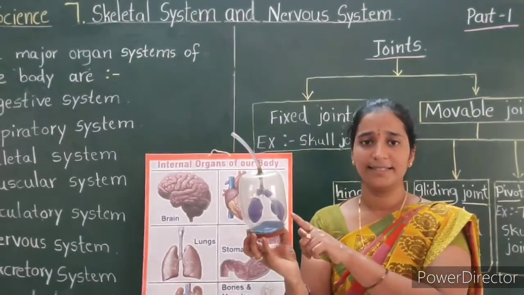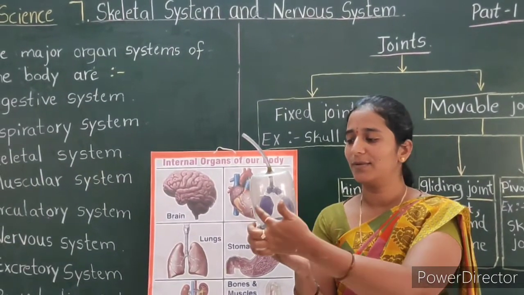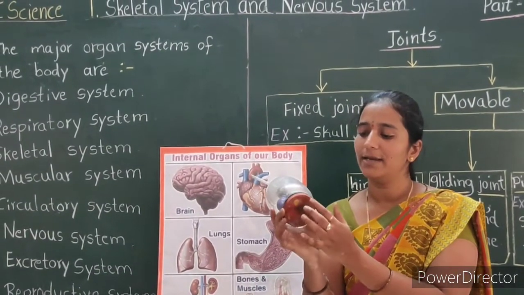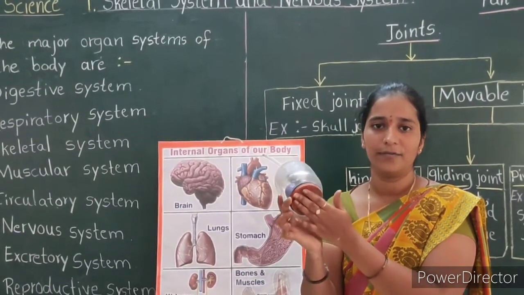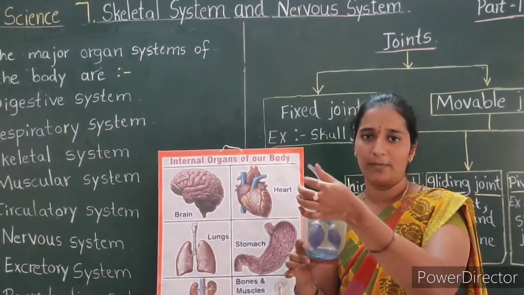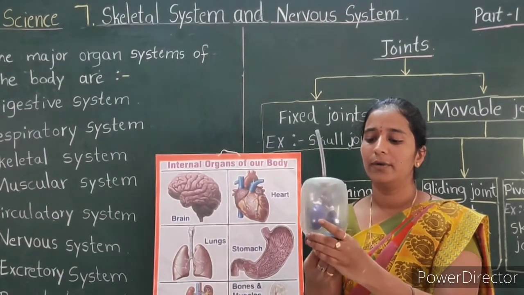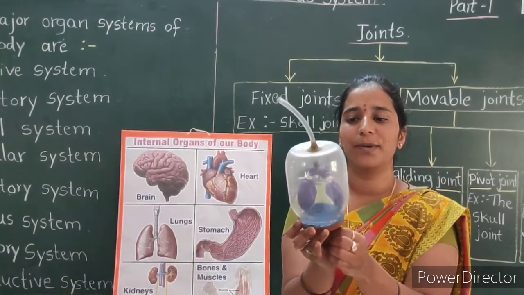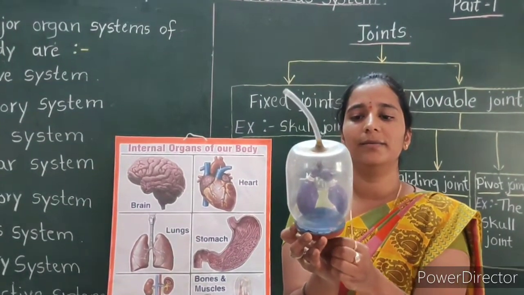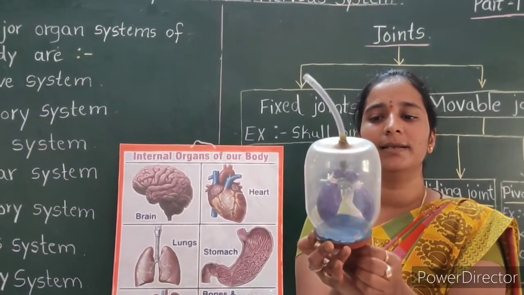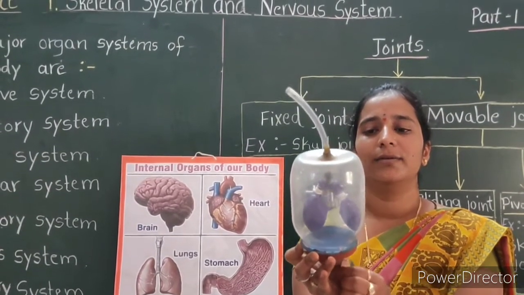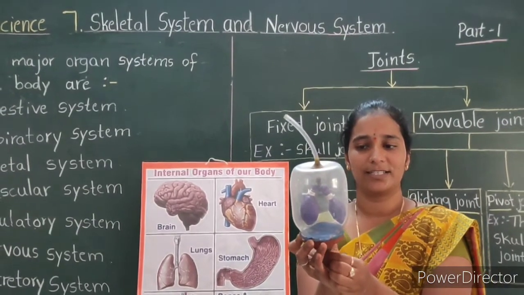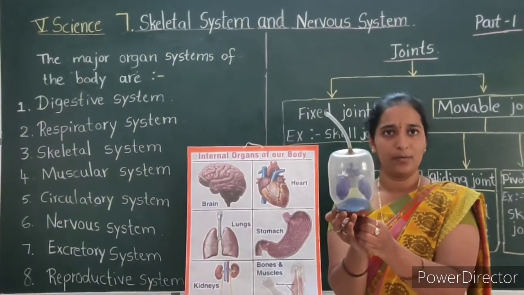This is a model of lungs. Here is one lung, fitted with a balloon. Down here is the diaphragm, which is a half balloon cut and fitted. This is the trachea pipe. If you push the balloon, you can see the lungs expanding. You can see breathe in, breathe out, breathe in, breathe out. So you take in oxygen and remove carbon dioxide from the body.